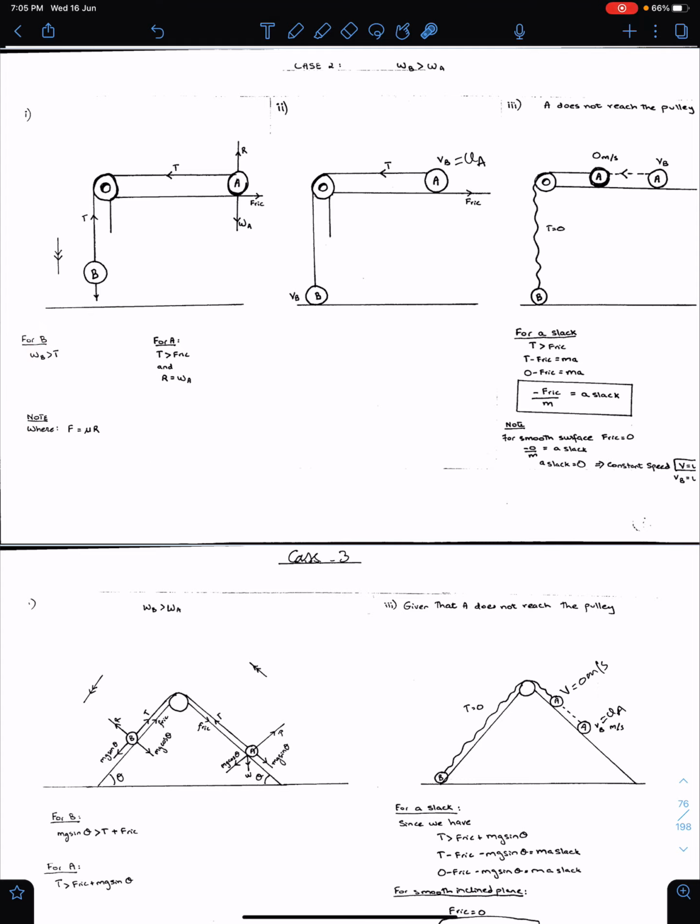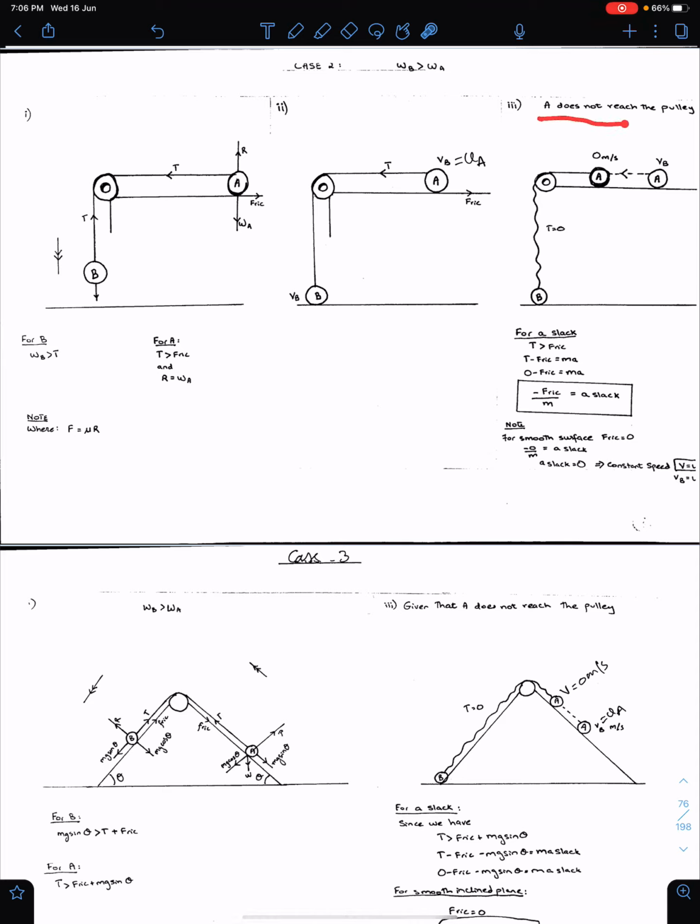Well, when B hits the ground, then A will be here. Let's suppose A is here. And B hits the ground with speed vB, then this would be the same speed of particle A at this point, because in one string the speed remains the same. Since the speed of A is not 0, A will move towards the pulley and will continue to move towards the pulley in fact, and the string becomes slack.